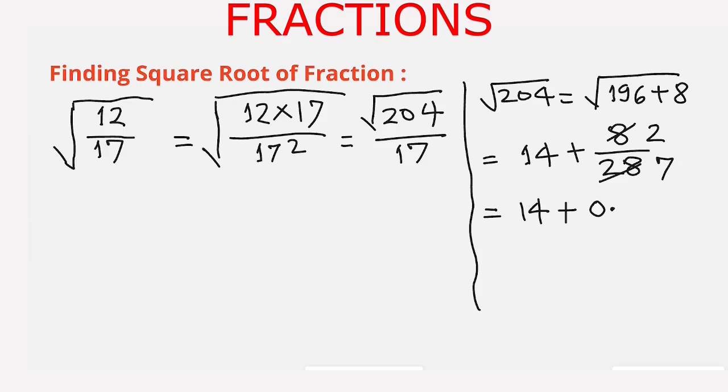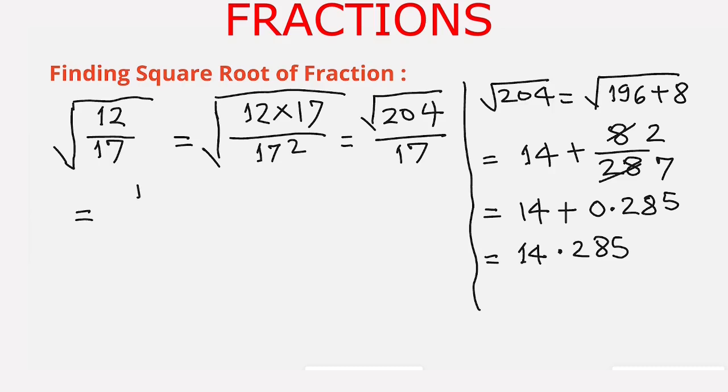So it is 0 point, and now we divide 20 by 7. 7 times 2 is 14. 20 minus 14 is 6. We carry 0. It becomes 60. 7 times 8 is 56. The balance is 4. We carry 0. 7 times 5 is 35. So we find the value of 2 upon 7 up to 3 places of decimal. So this is equal to 14.285. Now we put this value of square root of 204.